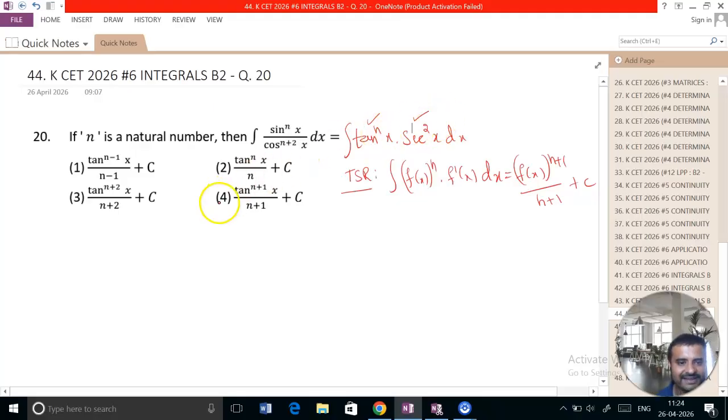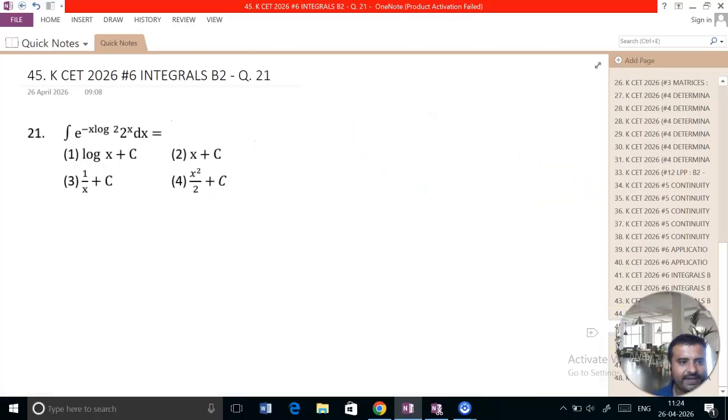The function is multiplied with its derivative with some power n. Then what will be your answer? Option 4 is the right answer: tan power n plus 1 x divided by n plus 1 plus c, since it is an indefinite integral. Very simple one.